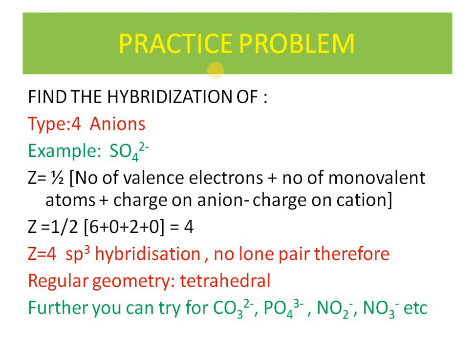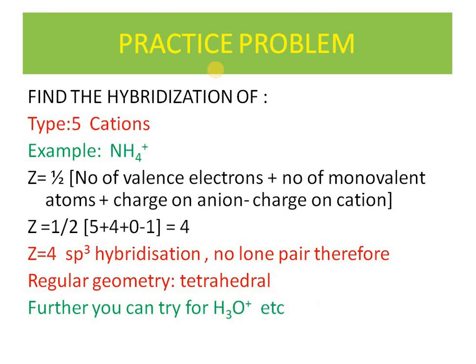Similarly, you can try for other anions like carbonate, phosphate, nitrate, nitrite. Next is type 5, that is cations. Ammonium: Z is equal to half, valence electron, nitrogen belongs to group 15, so 5 valence electrons, monovalent 4, plus no anion, and since this is a cation, we subtract the charge. So total is 8 by 2, which is 4. 4 means sp3, and no lone pair. So the geometry is tetrahedral. Similarly, we can calculate for the hydronium ion also.